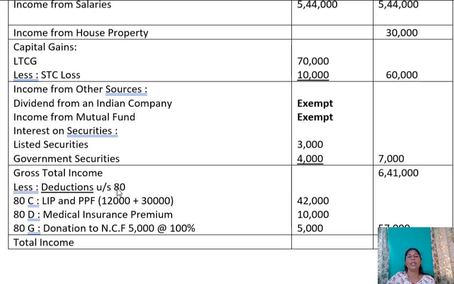Now deductions under section 80. 80C for life insurance premium, which is 12,000, 10% of the policy amount, and PPF is 30,000, it comes to 42,000. 80D medical insurance premium 10,000. Donation to National Children's Fund 5,000, which qualifies for 100% deduction, so the entire amount is put here. So deductions under section 80, the total comes to 57,000. Now from the gross total income, we have to deduct deductions under section 80. We get the total income, that is 5,84,000.